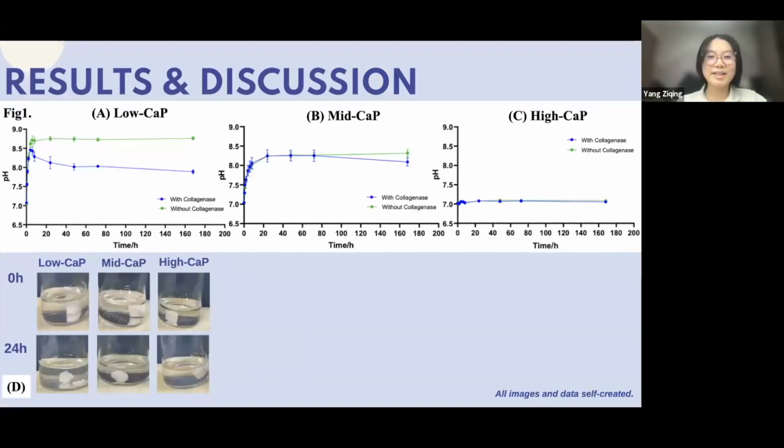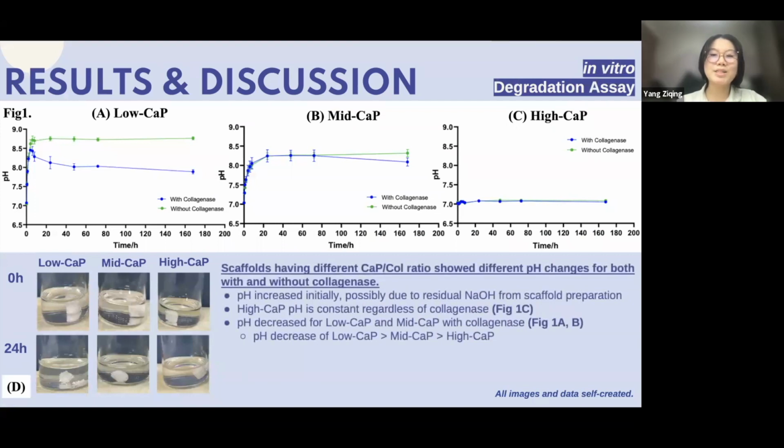Here are our key findings. For the in vitro data, there are clear differences in pH change amongst the three ratios for both with and without collagenase. Low and mid CAP show an initial increase in pH, possibly due to residual NaOH from scaffold preparation, while the pH for high CAP remains relatively constant.